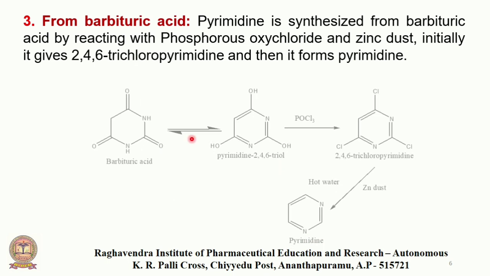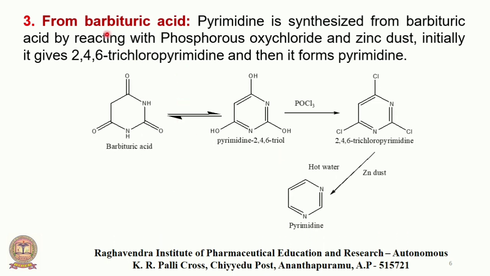The next method of preparation is from barbituric acid. Barbituric acid is a well-known structure in anticonvulsant drugs. This is the structure of barbituric acid, with double bonded oxygen at the 2, 4, 6 positions. It initially undergoes keto-enol tautomerism, so the keto forms convert into enolic forms, giving pyrimidine 2,4,6-triol.